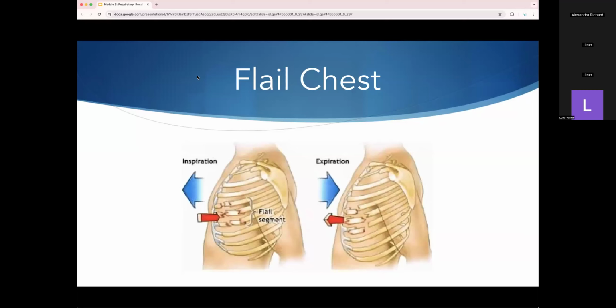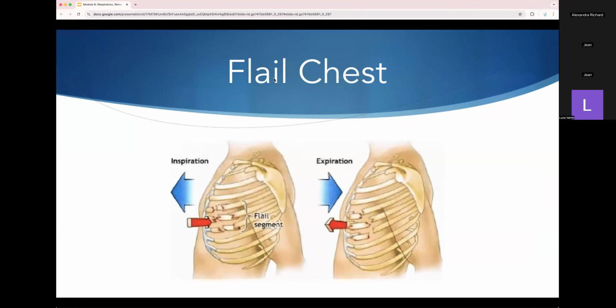So first up, we're going to talk about flail chest. Let me know in the chat if you can see the picture on the screen. All right. Okay, thank you so much.